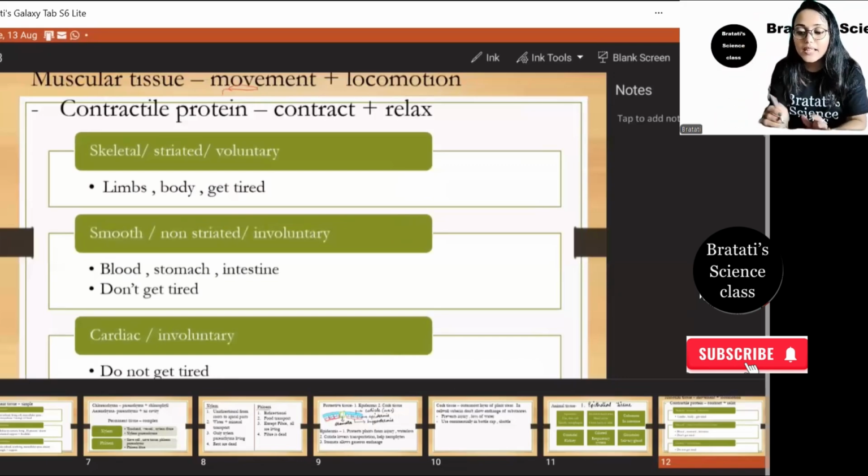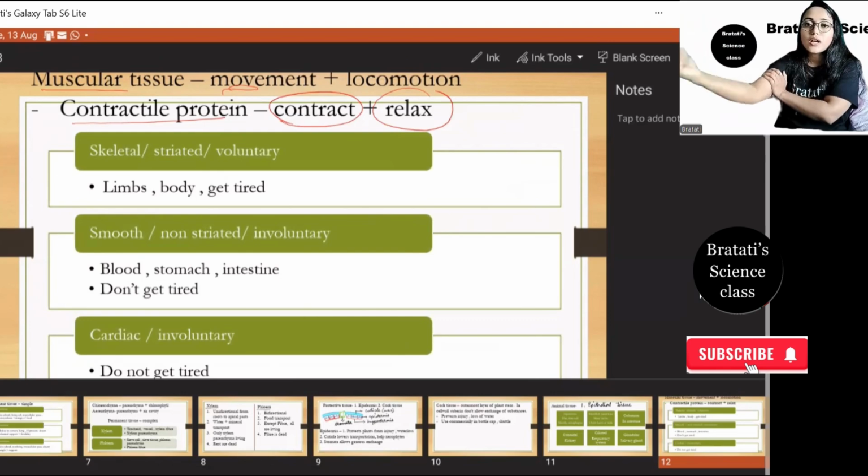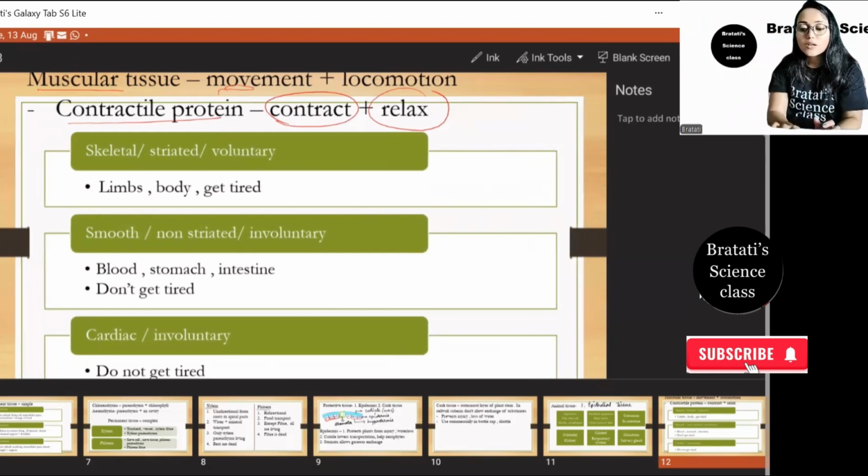Now here, see, that is the muscular tissue. There are contractile proteins. The main function of contractile protein is to contract and relax. Now if this is our biceps and this is our triceps: when we are opening our arm, the biceps is relaxed and the triceps is contracted, and when we are closing it, the triceps is relaxed and the biceps is contracted. So continuous contraction and relaxation, that is how muscle works, and that is because of the contractile protein.